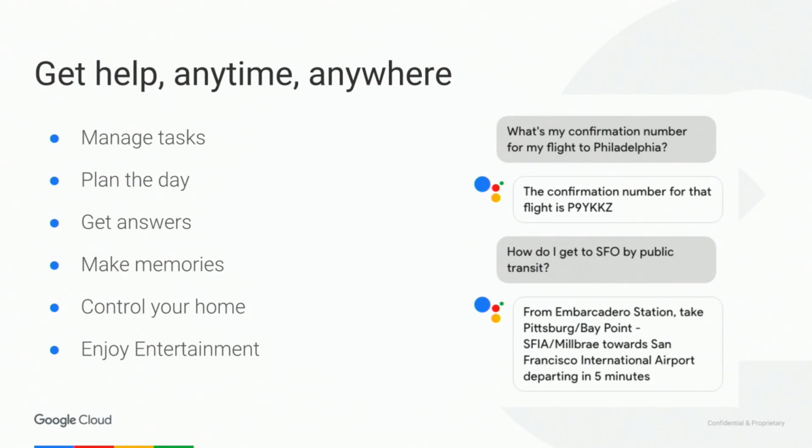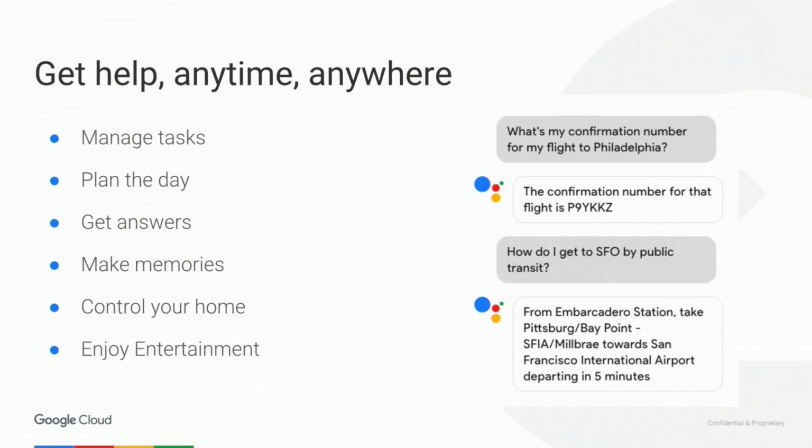What can this Google Assistant do? Well, it can help you with managing tasks. For example, you log into Google with your Google account, and then you can ask, for example, what is my confirmation number for my flight to Philadelphia? And then it knows your confirmation code, because that's somehow integrated within your Google account.